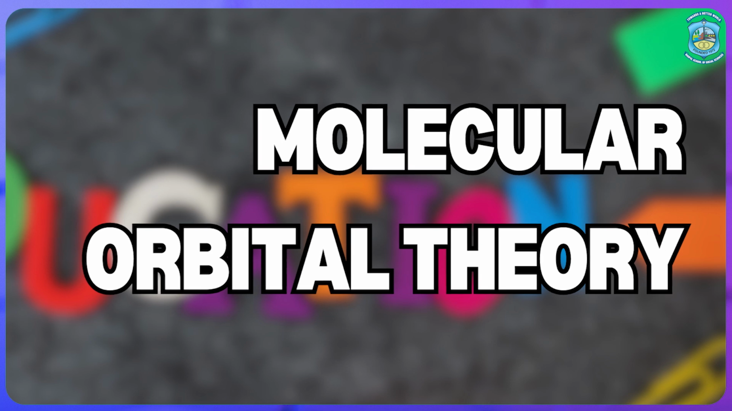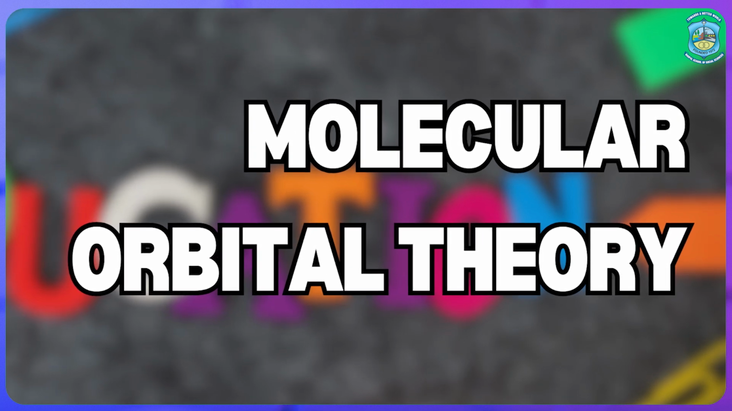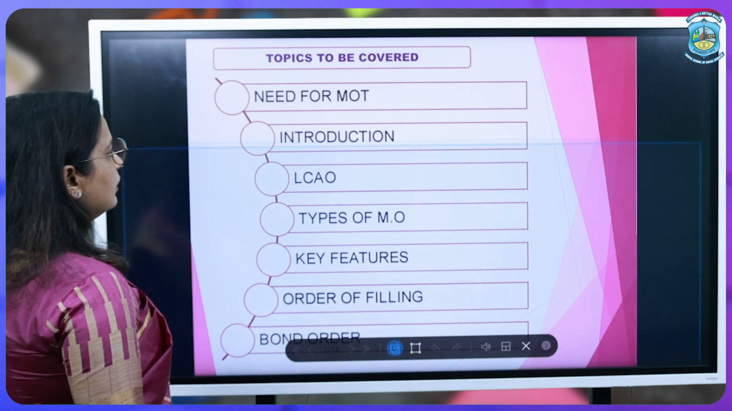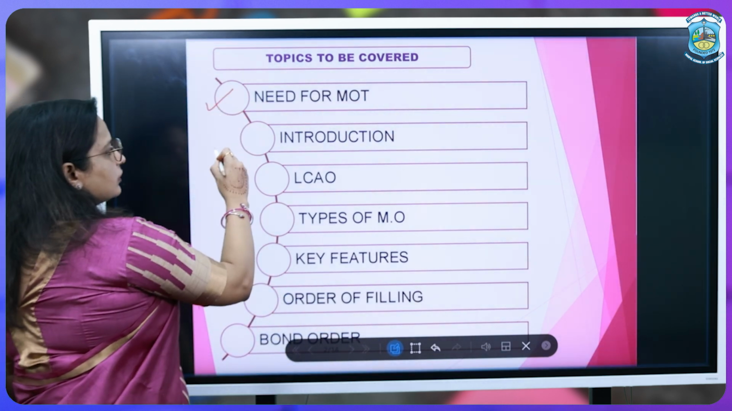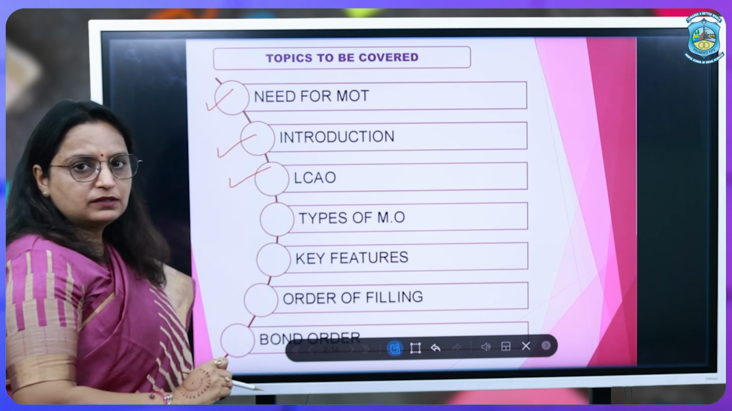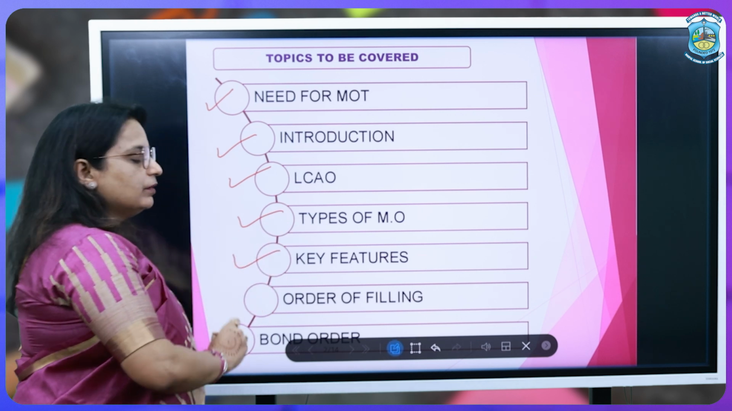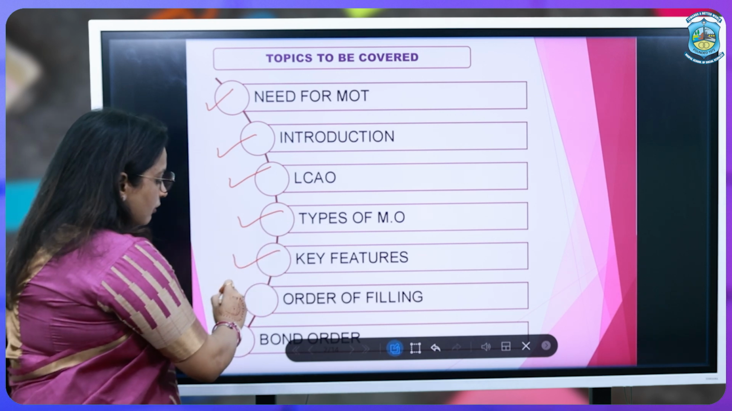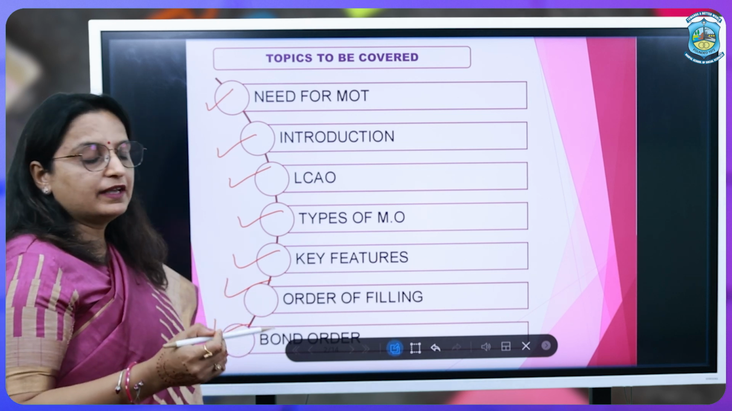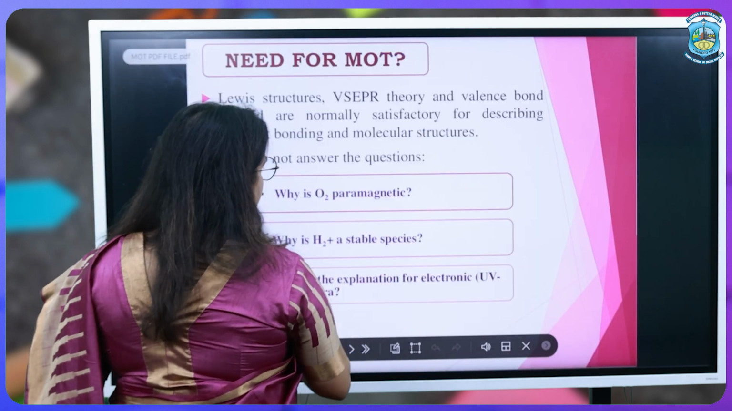And today we are going to start with another topic, that is molecular orbital theory. In this, we are going to cover first what is the need of molecular orbital theory, introduction of molecular orbital theory, linear combination of atomic orbitals, types of molecular orbitals, key features of molecular orbital theory, order of filling, and last, bond order, and we are going to make a few MO diagrams. So starting with what was the need of molecular orbital theory.